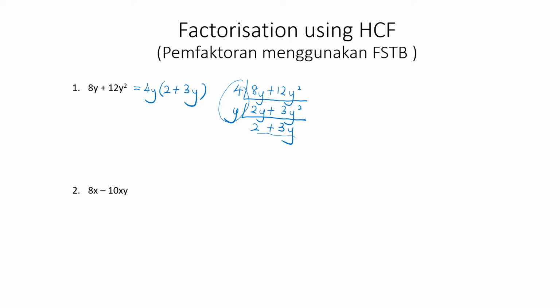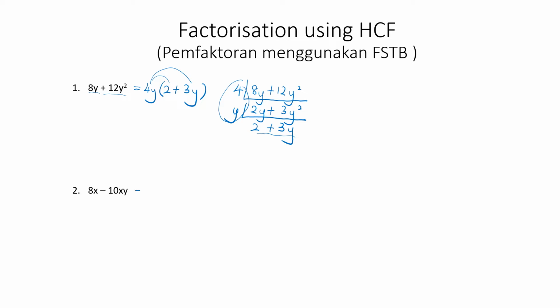You can double check it by doing an expansion. So you can expand it out. 4y times 2 is 8y, is correct. And then 4y times 3y, you can get 12y squared. So this is correct.